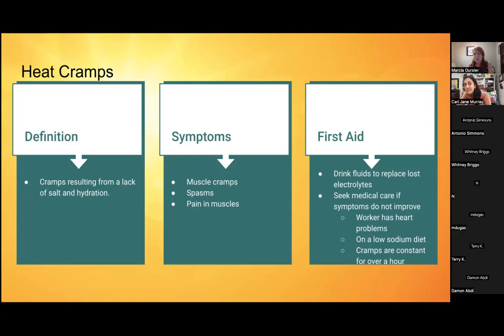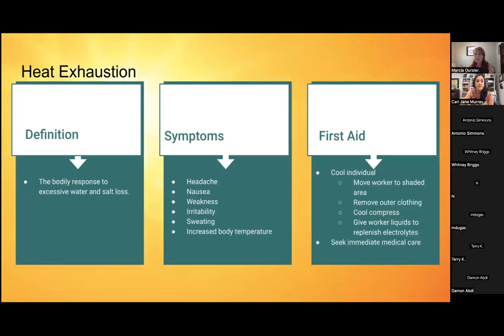But yeah, we have risk factors if we have workers on a low sodium diet, or if the worker has heart problems, but we're just concerned with those specifics for heat cramps. Heat exhaustion, this is kind of a next level. Heat exhaustion is the bodily response to excessive water and salt loss.